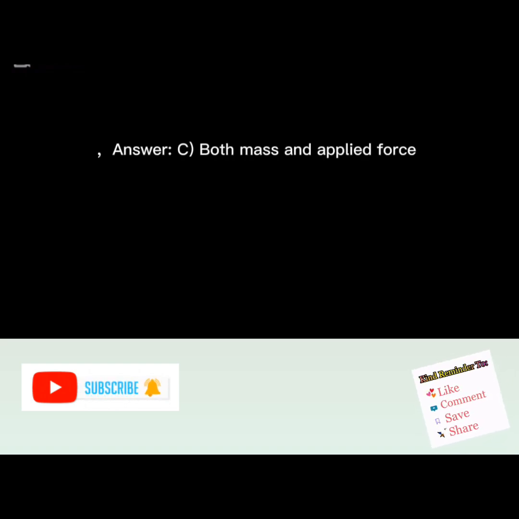4. The motion of connected bodies depends on: A. Only mass. B. Only force. C. Both mass and applied force. D. Only friction. Answer: C. Both mass and applied force.